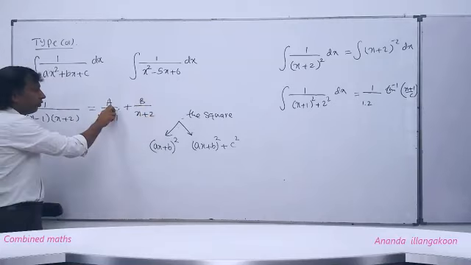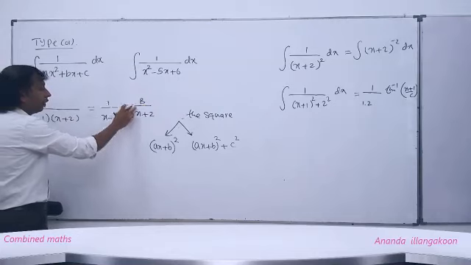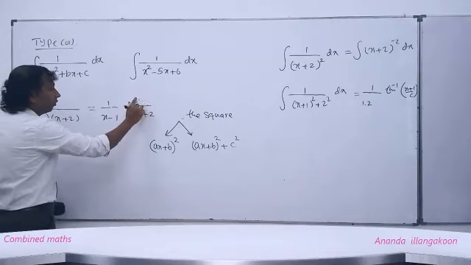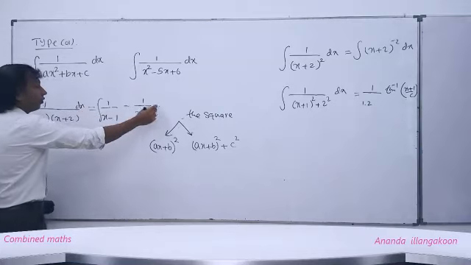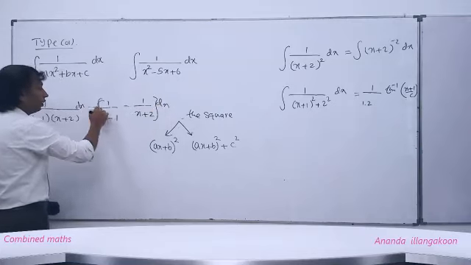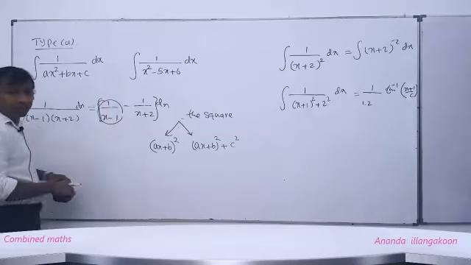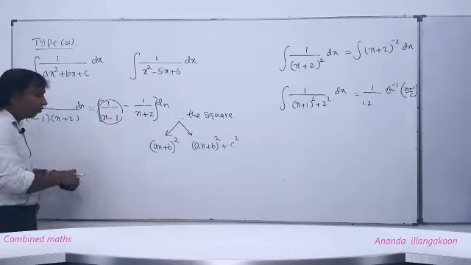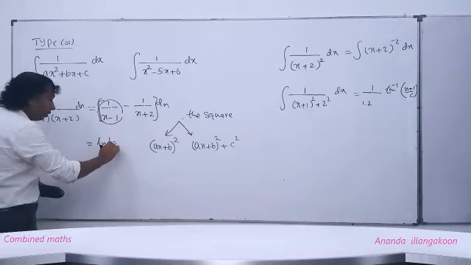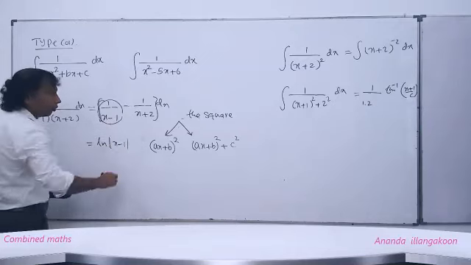After finding this A and B, suppose we get here 1 and minus 1, for example, then the integration of this is really easy. You know how to integrate a denominator containing a first degree polynomial. So this is ln, no? ln modulus of x minus 1. And this one also ln.